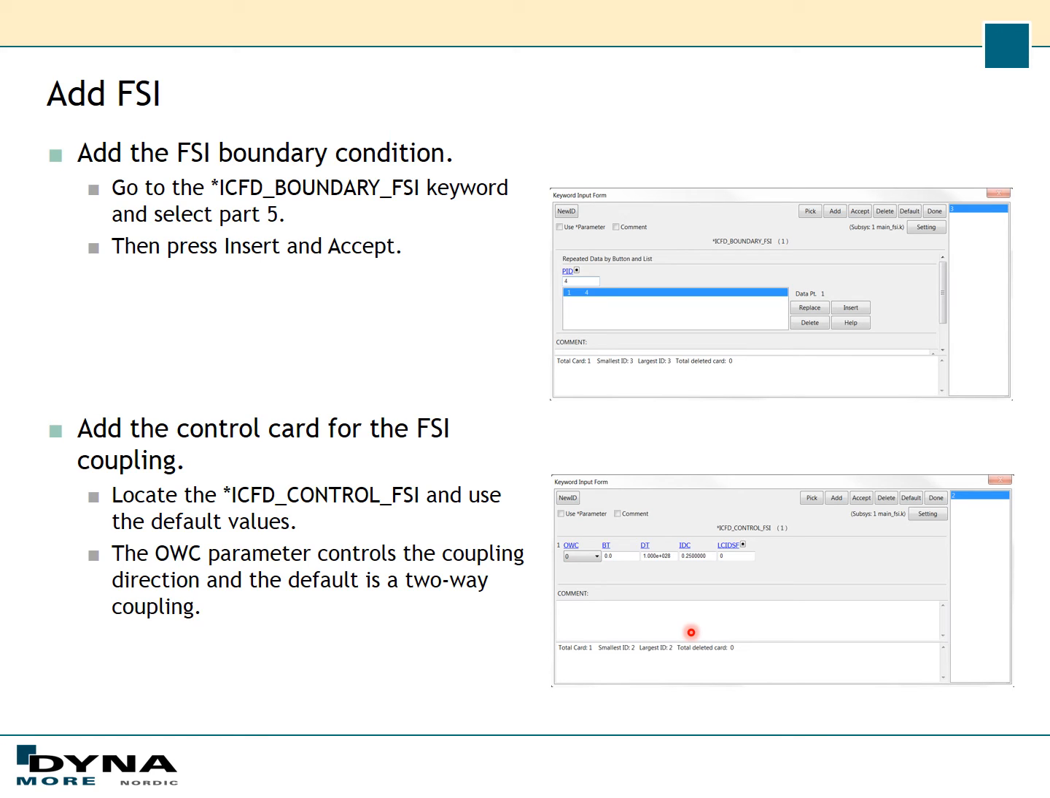And then we also need a control card that regulates the coupling of the FSI, and that keyword is called ICFD control FSI, and as default it uses a two-way coupling, but you can change this on the OVC parameter and keep the rest as default.